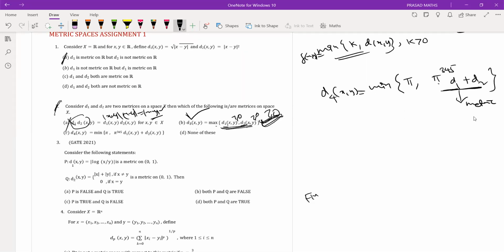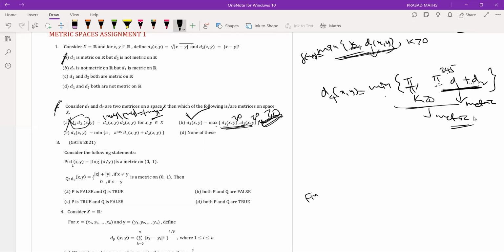With the coefficients, at least one of them is positive. You know that pi power 345 is always positive. Here 1 is also positive. Therefore, a finite linear combination of metrics is always a metric whenever the coefficients are positive, in fact, at least one of them non-zero. Therefore, this is a metric. So whenever this is a metric, here k is positive. What is my k? k is positive. Therefore, the minimum of this, whenever D is a metric and k is positive, is always a metric.